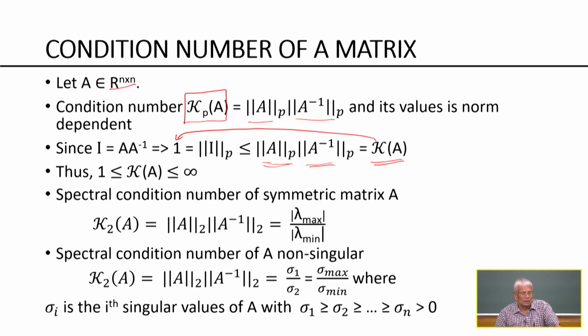With me? The spectral condition number for a symmetric positive definite matrix comes from the definition. We can also show it is the ratio of the maximum eigenvalue to the minimum eigenvalue. Ratio of the maximum eigenvalue to the minimum eigenvalue.